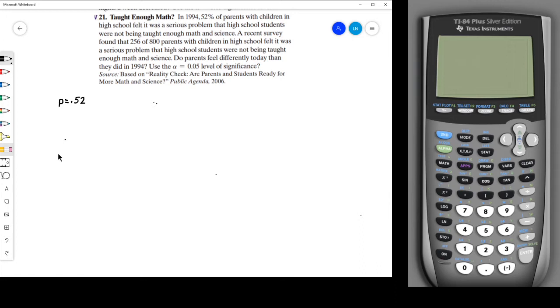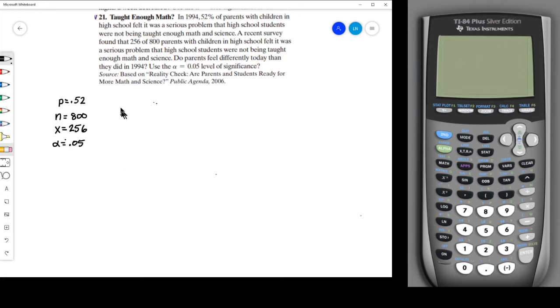In a recent survey, 256 of 800 parents. So there were 800 parents surveyed, so that is going to be 800, and 256 of them answered the question in what we would consider to be a success. So that is our X. Do parents feel differently today? Use an alpha of 0.05. So alpha is 0.05 again.